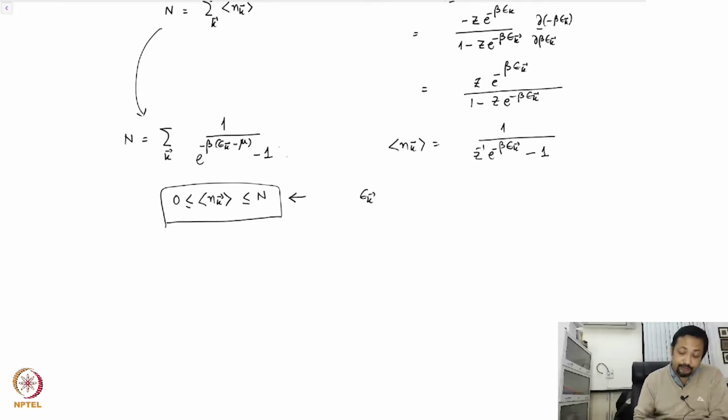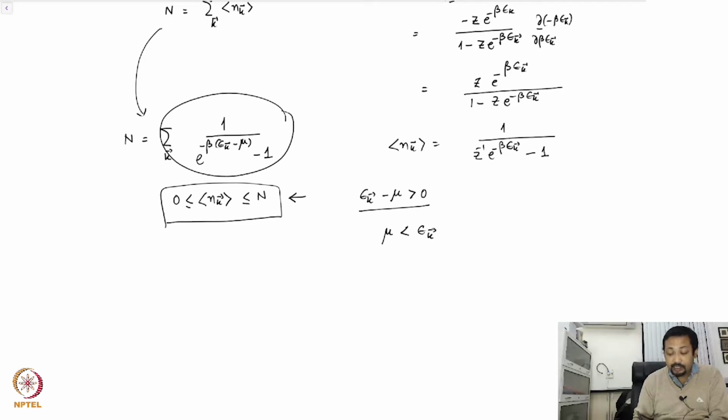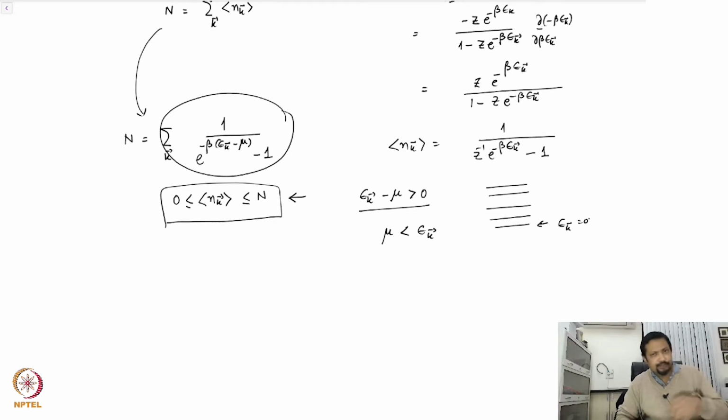This effectively means, if you look at this expression carefully, that epsilon k minus mu must be greater than 0, and this means that mu must be less than epsilon k. But this is true for any energy value. So what should be the restriction on mu then? Then one has to look at the energy levels and look at the lowest bound of this. And the lowest bound corresponds to epsilon k equal to 0, the zero momentum state, because these are free particles, right? So I know that epsilon k is equal to h bar squared k squared over twice m, right?